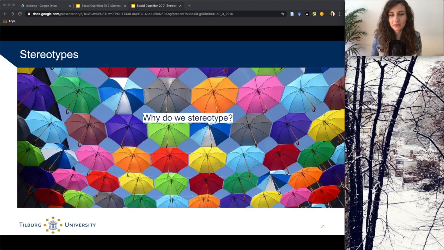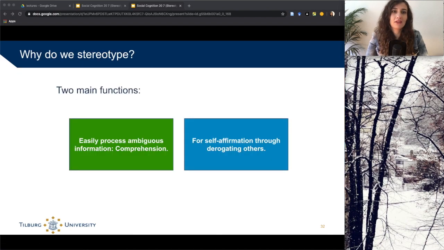Okay, so now we've looked at how stereotyping works, but let's now take some time to look at why people stereotype. So stereotyping is considered to have two main functions. On the one hand, to easily process ambiguous information. So this is a function to enable people, I keep saying participants because I think so much in terms of research, but of course this is about people. So to stereotype often means to make comprehension easily possible.